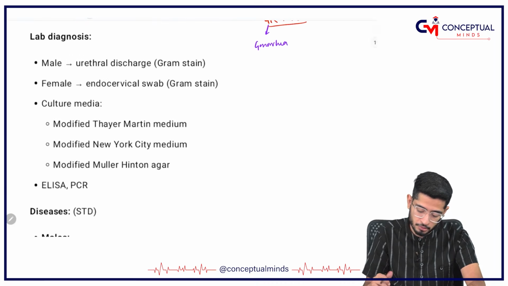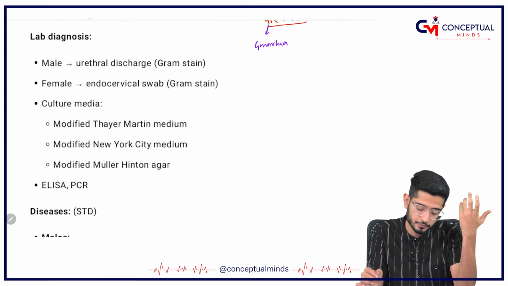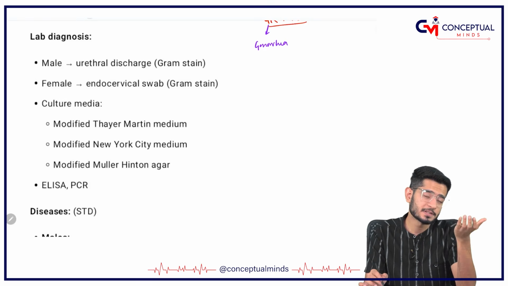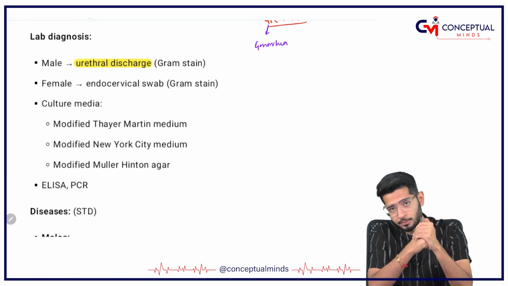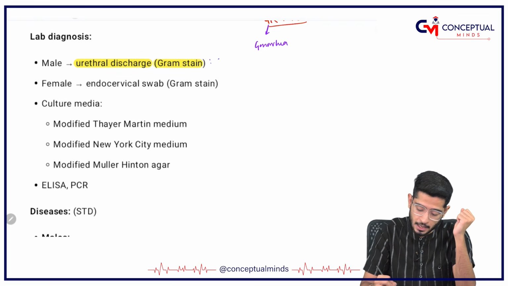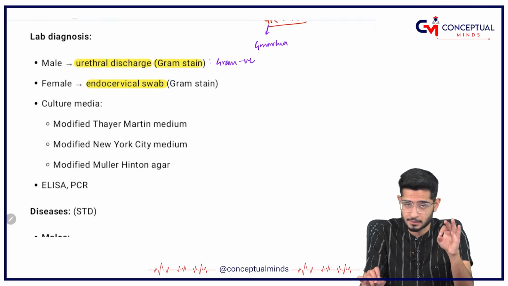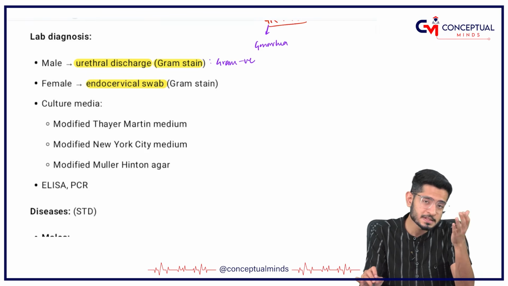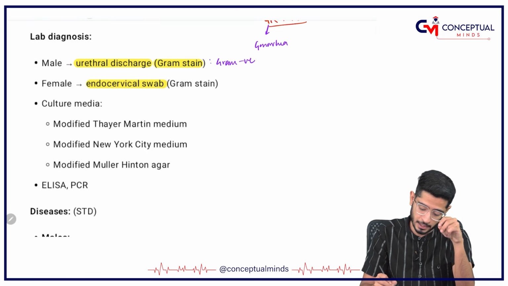Coming on to the laboratory diagnosis. First of all, you have to understand which sample you are going to take. I have told you that in males it is responsible for causing urethritis. So, obviously the urethral discharge is going to be taken, and you have to do a gram staining, where it is a gram negative bacteria. Similarly, from the females you are going to take an endocervical swab. For those of you who do not know, there is an ectocervix and an endocervix. So, you take a swab from the endocervix and then perform a gram stain.